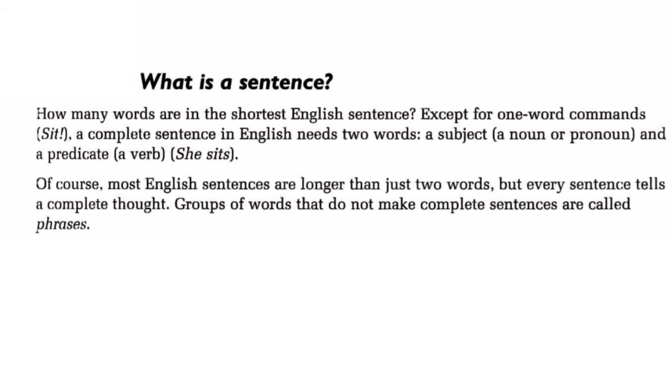A sentence needs two parts, a subject, which is a noun or a pronoun, and a predicate, a verb. For example, she sits. Of course, most English sentences are longer than just two words, but every sentence tells a complete thought. Groups of words that do not make a complete sentence are called phrases.